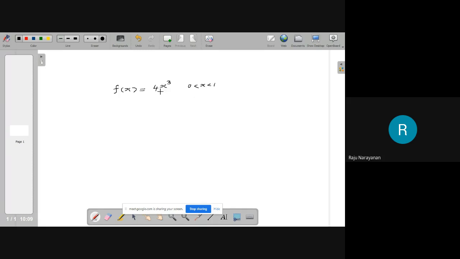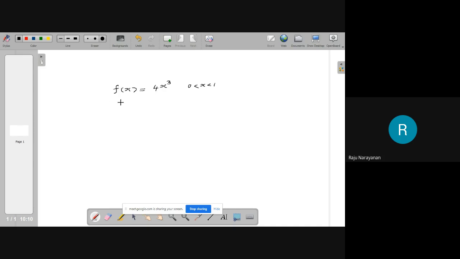It is a density function. X cube is positive when x is between 0 and 1. When you integrate this one, x raised to 4 by 4 will come, 4 and 4 will get cancelled, and you will get 1. How to generate random numbers from this distribution? Actually, this is available. It's a member of the beta family. But suppose you have a density function like this.